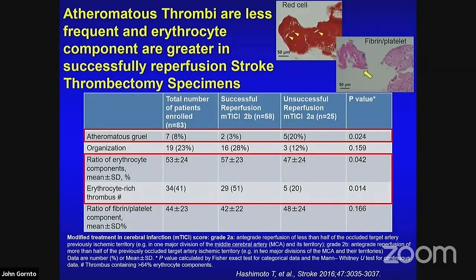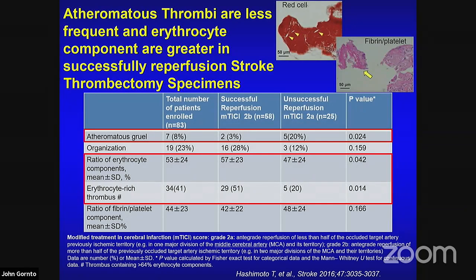So what are the thrombi which are being aspirated? This is a study which came out in Stroke in 2016. Basically, they divided the thrombi that they aspirated into red cell rich or platelet and fibrin rich. And this is what they found: if you look at successful versus unsuccessful reperfusion, what I want you to concentrate on is atheromatous gruel.